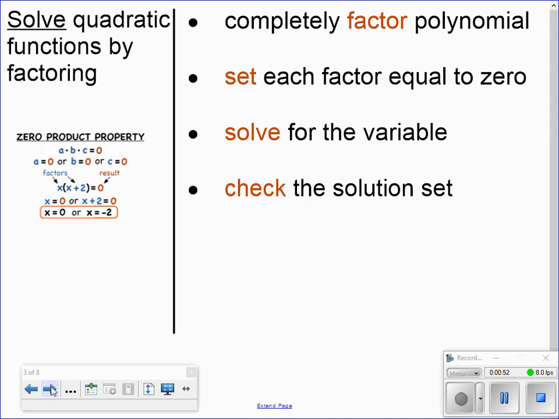Now, when we're solving, remember that we're using the zero product property, so we're factoring completely. We're going to set each of the factors equal to 0. We're going to solve, and then we always want to check our solutions to make sure that they are the correct ones.